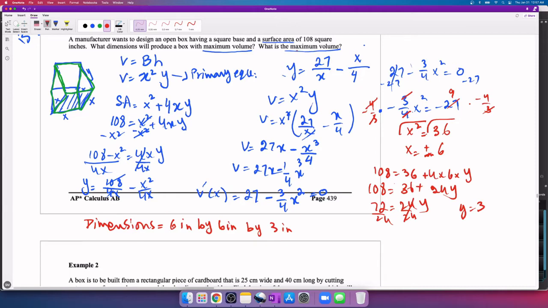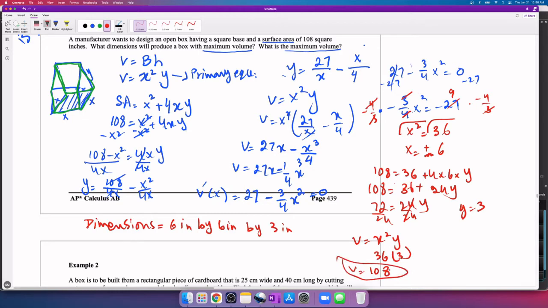Now they are also asking what is the maximum volume. So we have to use the volume formula, which is x squared y. And I will plug in that 6 here for x. That's 36 times 3. So it's 108. So the volume is 108.